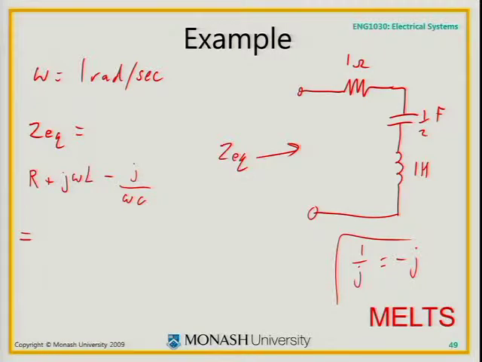So this is okay. R's 1. What's omega times L? That's 1 times 1. That's 1. What's omega times C? It's a half. 1 and a half is 2. So 1 minus j ohms. And I guess 90% of people had that answer by the end.